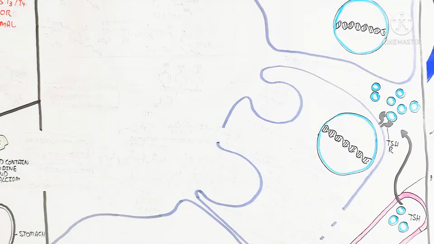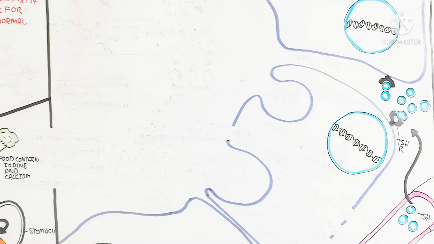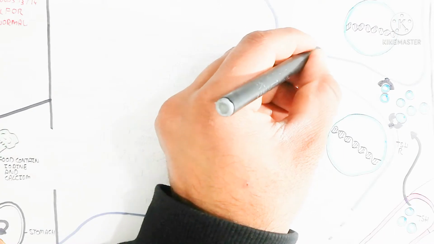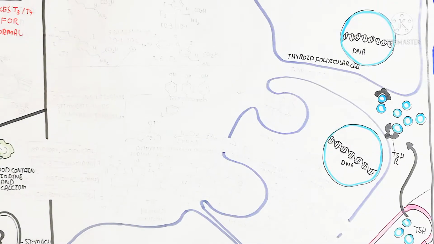After the second messenger, cyclic AMP will bind with the transcription factor and the DNA. So this is just an overview for understanding. And after this, here the thyroid follicular cells are present.